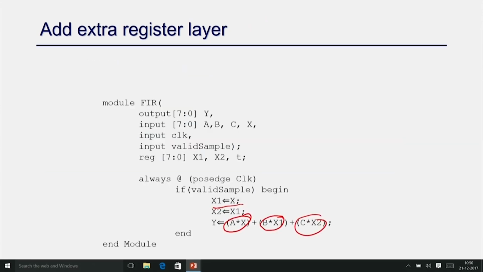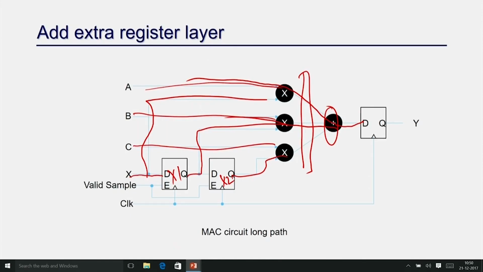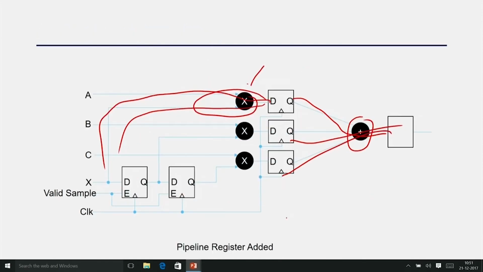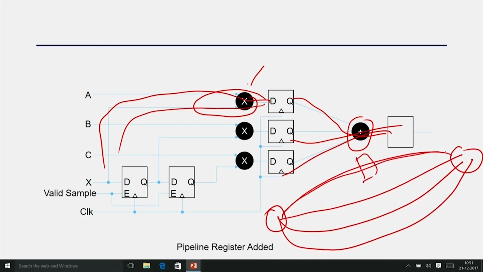When you are adding a layer, you should add it in all parallel paths, right, that is what I mentioned. If you just add it here and not here, then it is a problem. Suppose there are 4 parallel paths from the input to the output. You cannot just add one register here, even though this is the critical one. If you want to add a register here, you have to add it in all parallel paths.